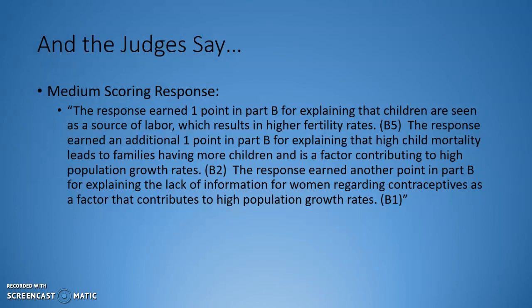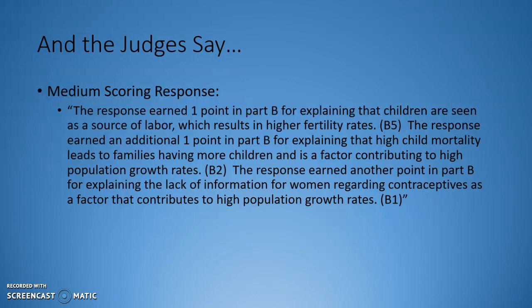Okay, so the judges, that is to say the readers, said that the response gets 1 point in Part B for explaining that children are a source of labor, resulting in high fertility rates, right? So that's a clear B5. They kind of start that at the beginning, and then they really hammer home that B5 at the end. So if I was the reader, maybe I had some questions about it initially, but as I get all the way down and read about agricultural workers, right now I'm very clear.